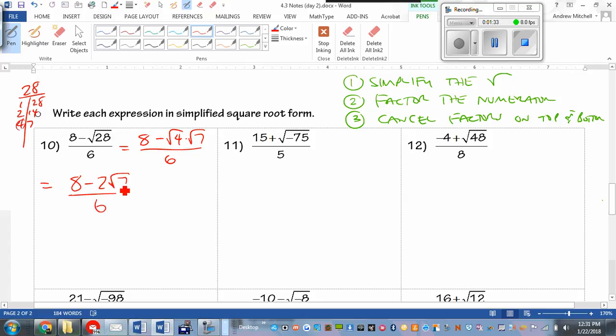Right. Common mistake, people try and subtract these, but we can't do that because the 2 is being multiplied by the square root of 7. Right? Order of operations says multiplication has to happen before subtraction. So we can't do that.